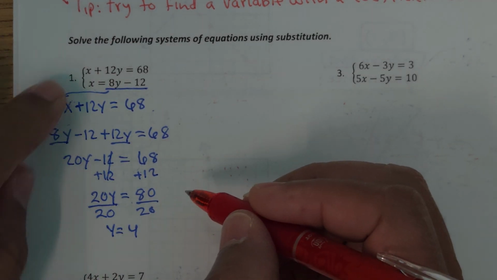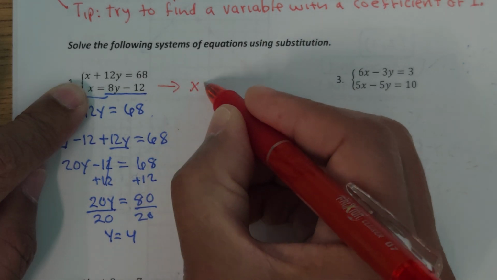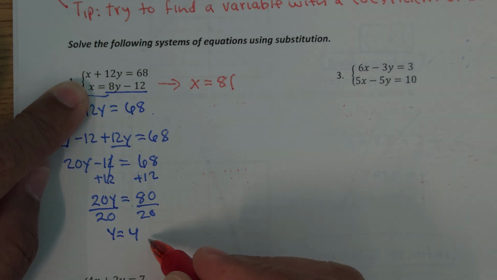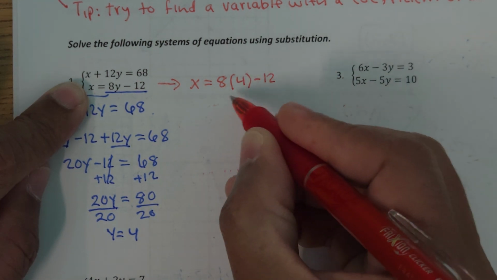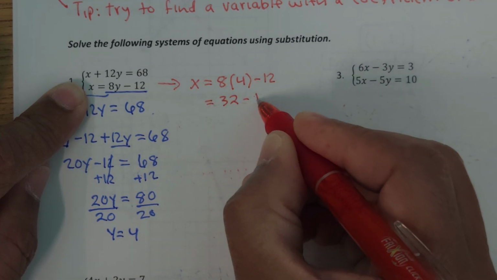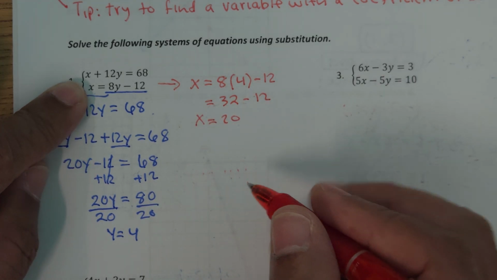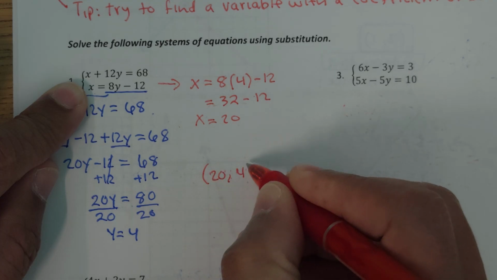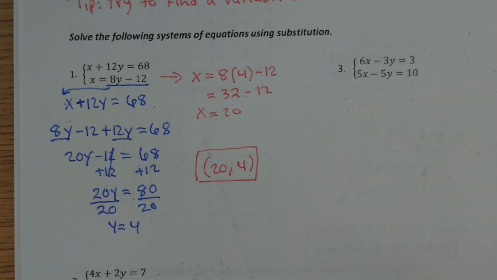So I'm going to go to this equation because I have the x by itself. So then x equals 8 times, instead of y, what we found, which is 4, and then minus 12. When you multiply 8 times 4, that's equal to 32. And 32 minus 12 is equal to 20. So that means the solution to this system of equations is where x is 20 and y is 4. So they'll intersect at this point. Okay, so those are the coordinates.